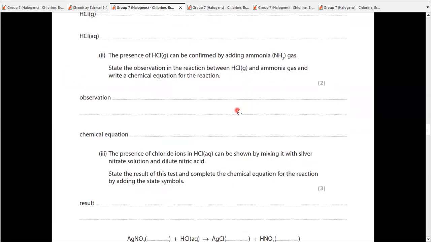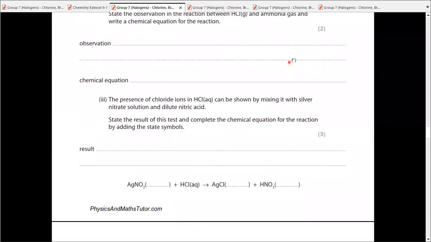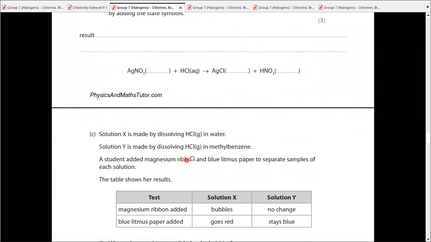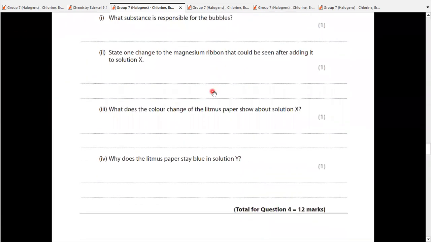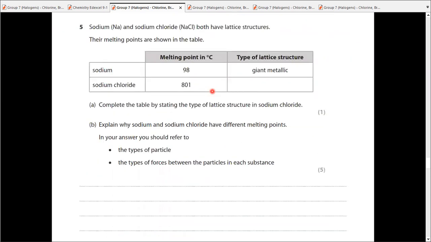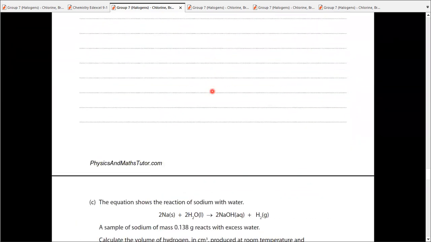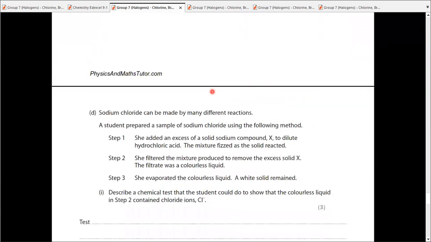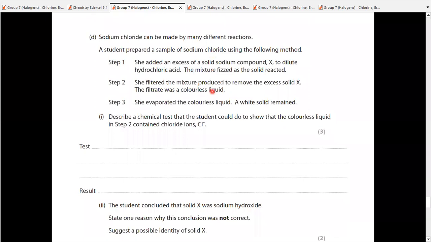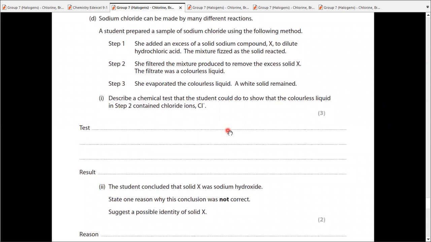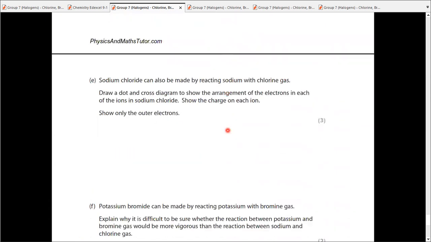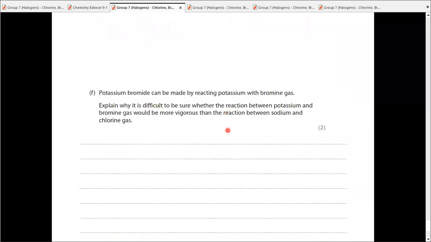The next part really isn't a part of this chapter, so is part C, so let's not do it. Not from this chapter, not from this chapter, not from this chapter either. Let's keep on moving. No, not from this chapter. Again, the same.